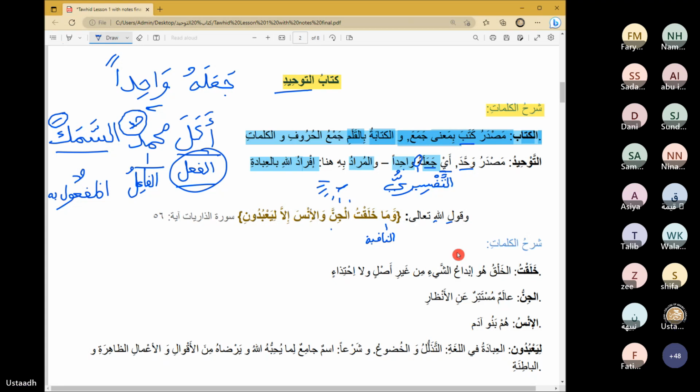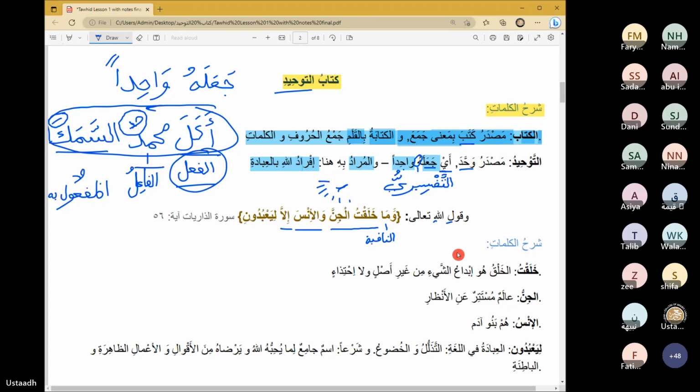So again, this statement, khalaqtu al-jinna wal-insa, is like what we've just explained up here: akala Muhammadun as-samaka, fi'l, fa'il, maf'ul bihi. So we have خَلَقَ, the verb, الفعل. The تُ is the فاعل, which goes back to Allah Tabaraka wa Ta'ala. وَمَا خَلَقْتُ الْجِنَّ is the مَفْعُولٌ بِهِ, and الْإِنْسَ is the second مَفْعُولٌ بِهِ, or ma'tuf. So here we have the two مَفْعُولٌ بِهِ, jinn and ins.